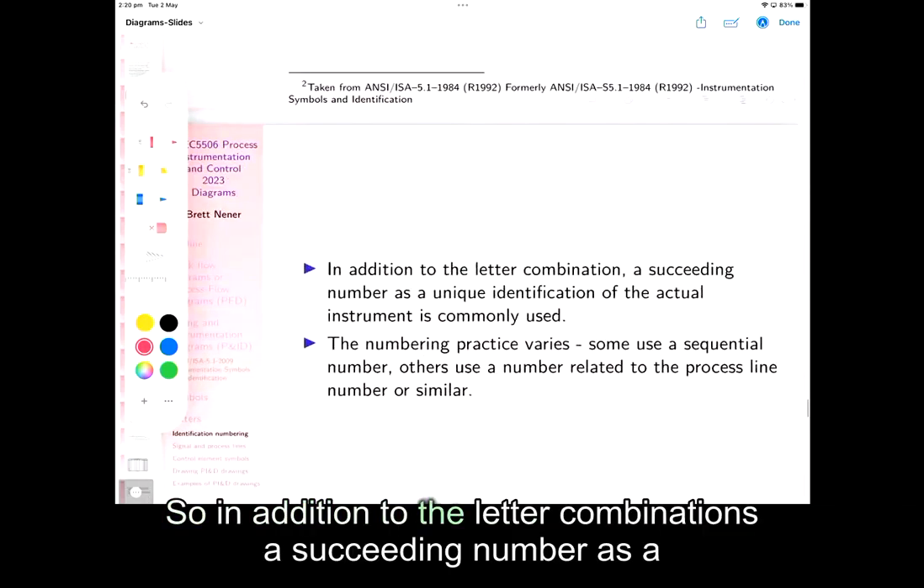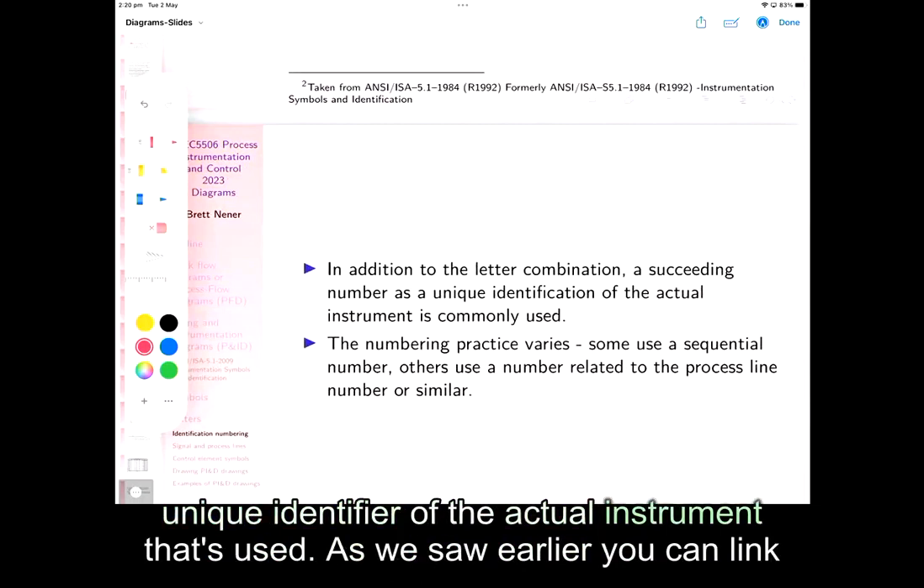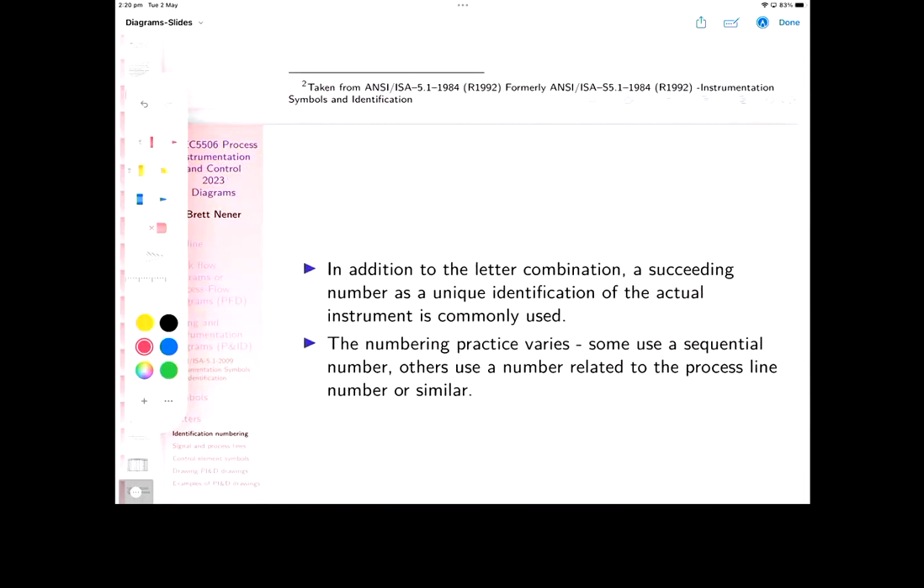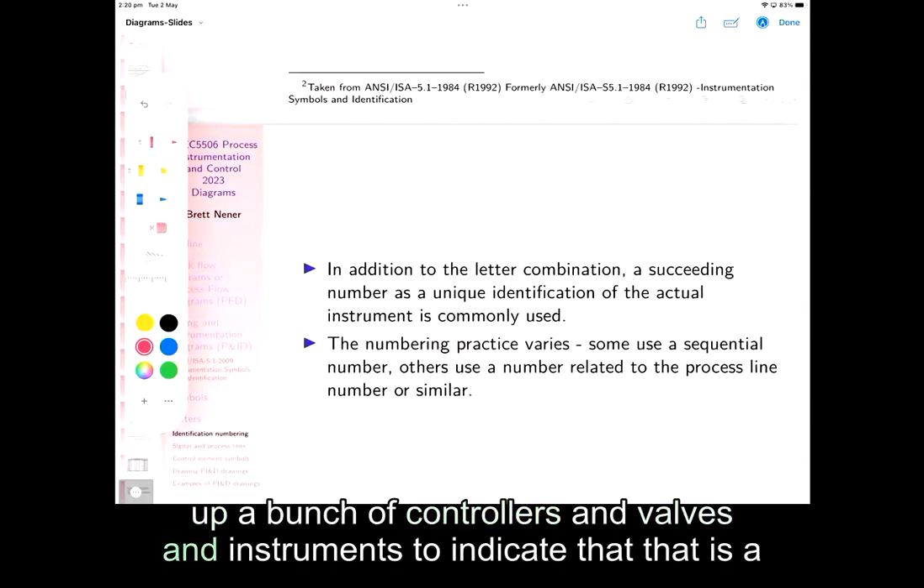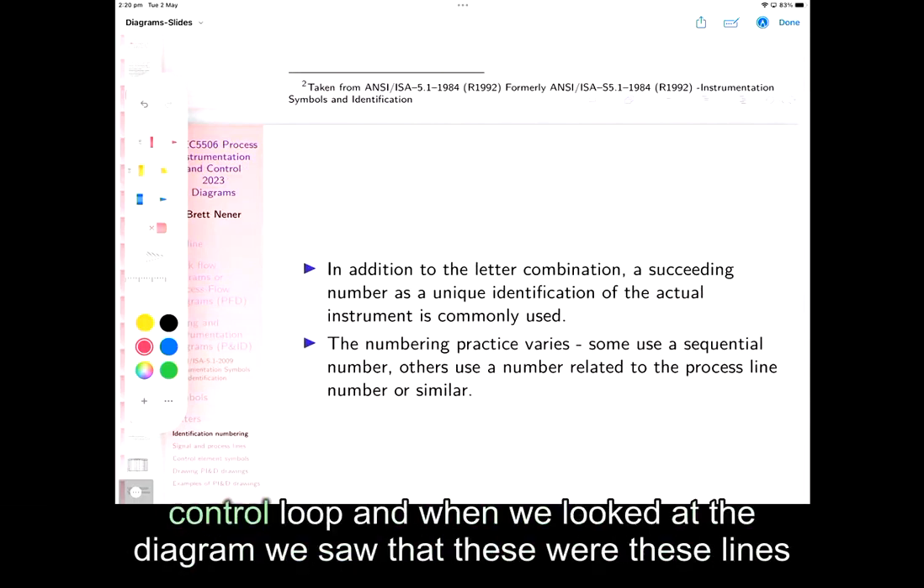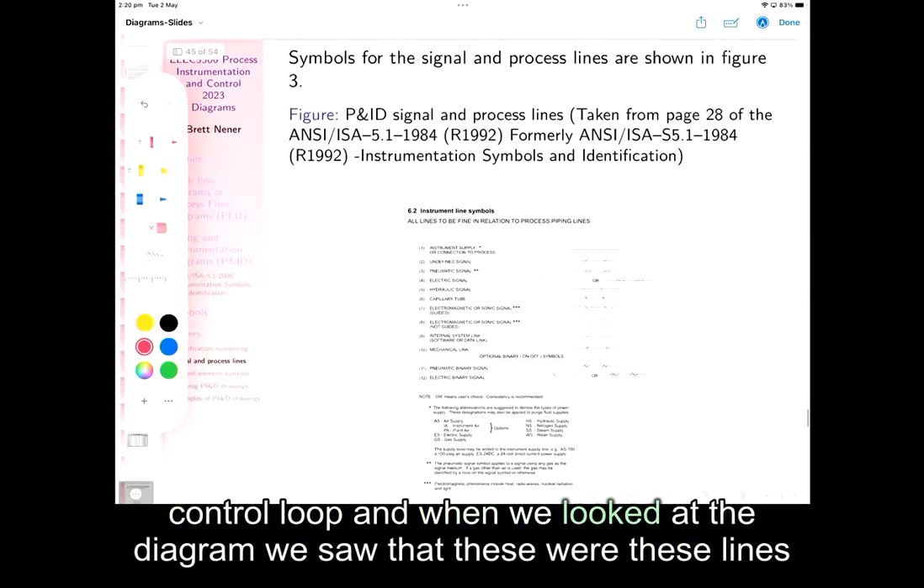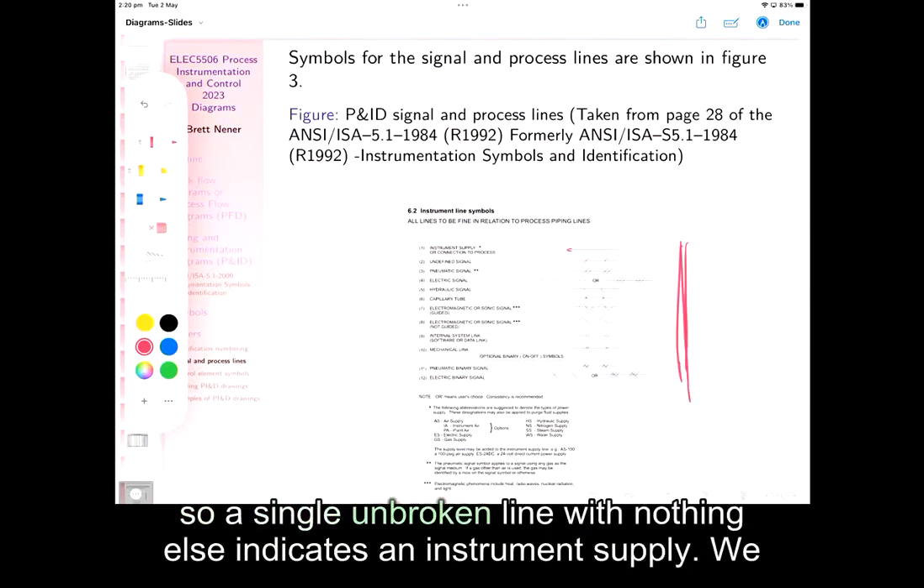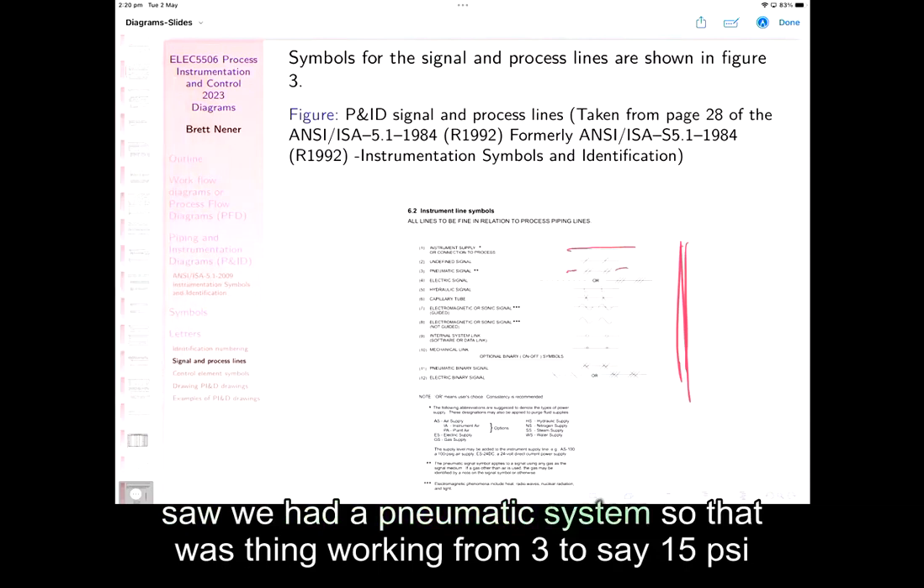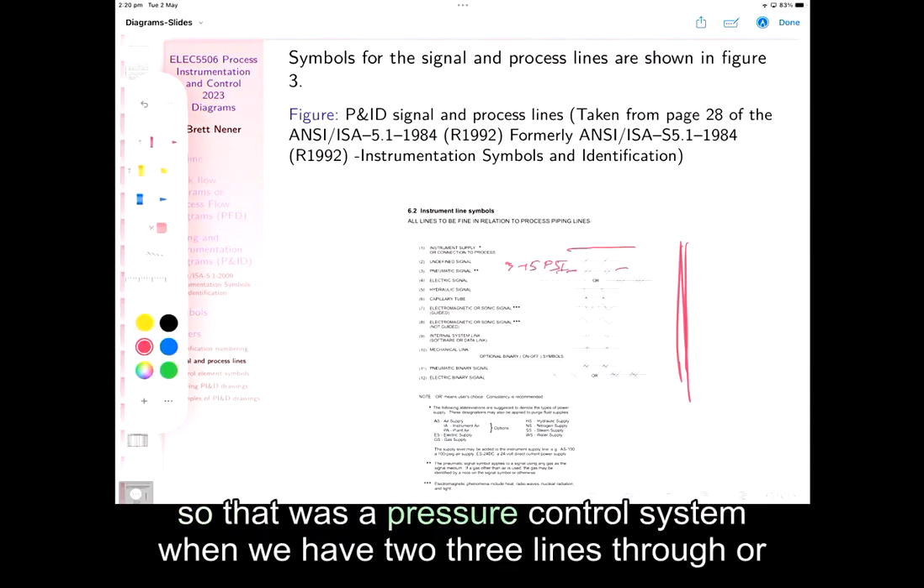So in addition to the letter combinations, a succeeding number has a unique identifier of the actual instrument that's used. As we saw earlier, you can link up a bunch of controllers and valves and instruments to indicate that that is a control loop. And when we looked at the diagram, we saw these lines. A single unbroken line with nothing else indicates an instrument supply. We saw we had a pneumatic system, working from 3 to, say, 15 psi. So that was a pressure control system.